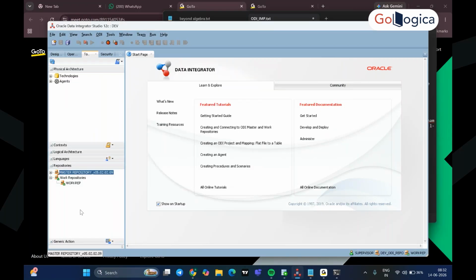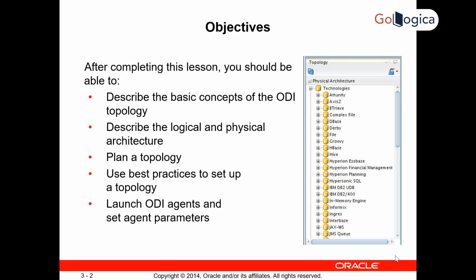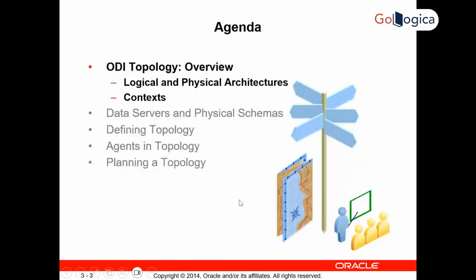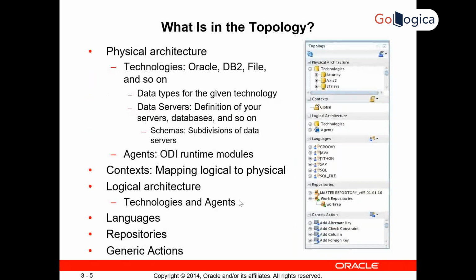Okay, make me the presenter. We'll discuss some topics. Let me discuss these topology concepts. In the topology navigator, we are going to define my infrastructure: what sources and targets you want to connect. As you can see in the physical architecture, we have different technologies, and we can use whichever technologies we want.